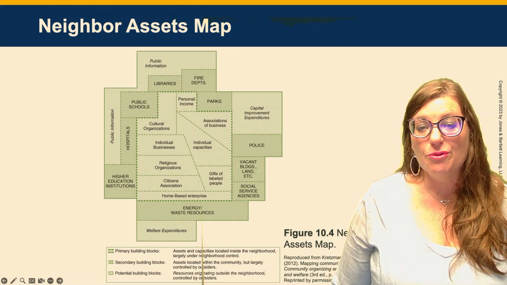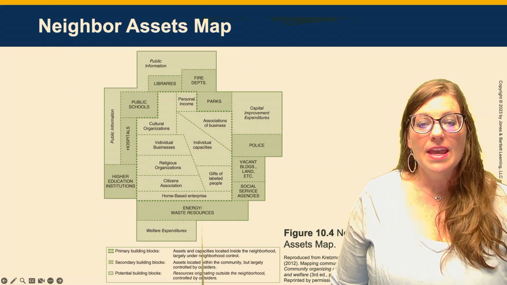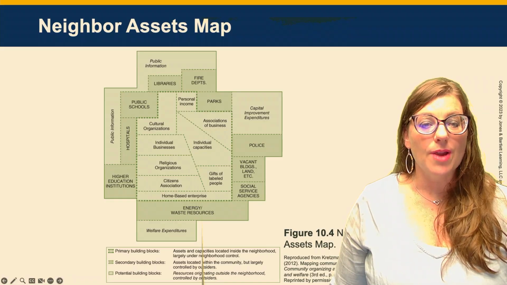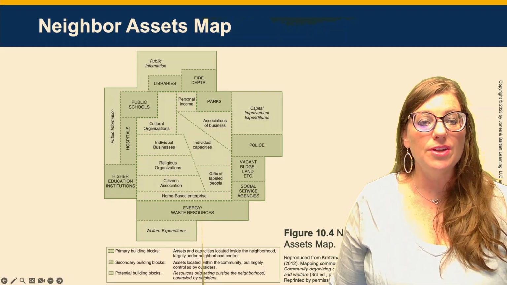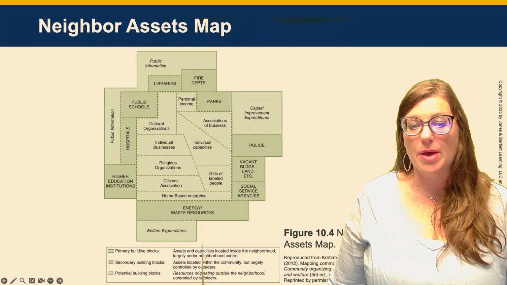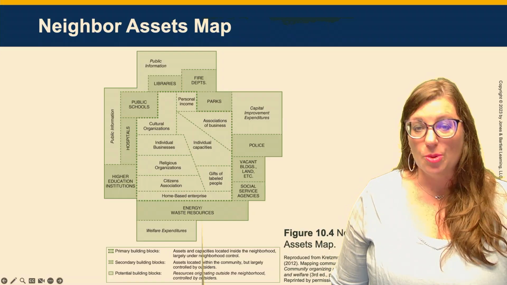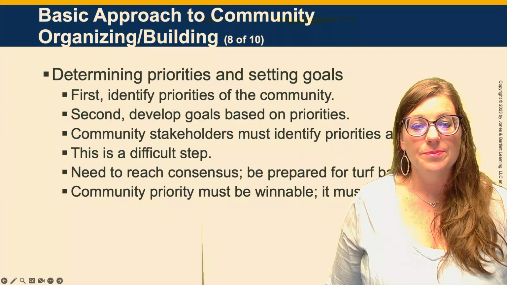This is an example of what an assets map can look like. It visually displays the wide range of potential resources from individuals and businesses to institutions and public systems. They can all support your community initiatives.